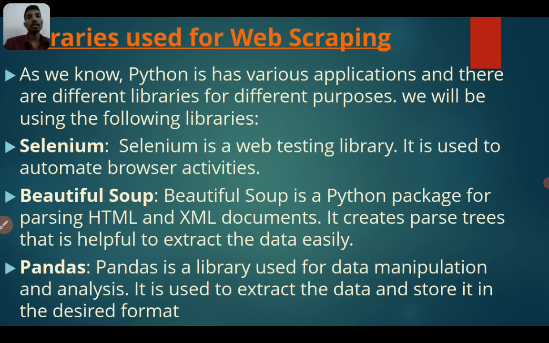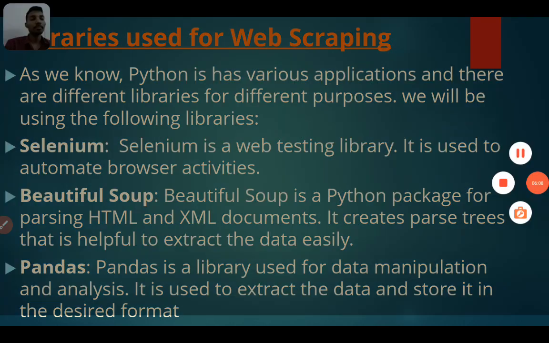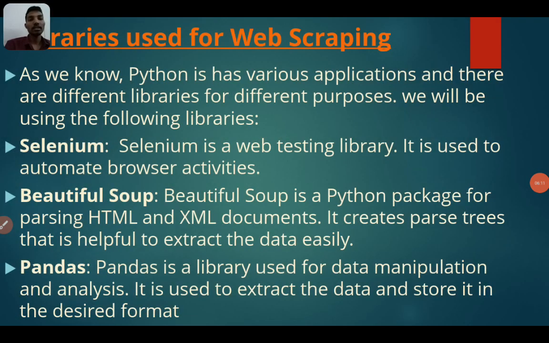Libraries used for web scraping. As we know, Python has various applications and there are different libraries for different purposes. We will be using the following libraries. Selenium. Selenium is a web testing library. It is used to automate web browser activities. Beautiful Soup. Beautiful Soup is a Python package for parsing HTML and XML documents. It creates parse trees that are helpful to extract the data easily. Pandas. Pandas is a library used for data manipulation and analysis. It is used to extract the data and store it in the desired format.